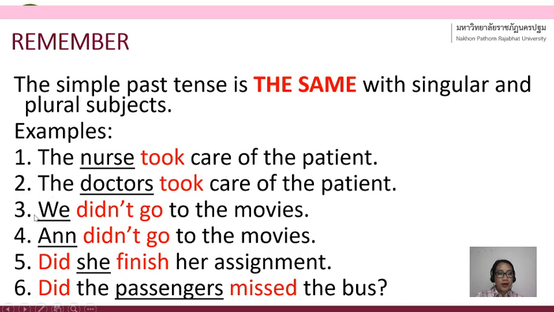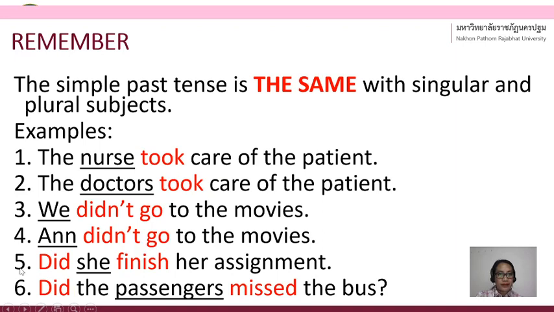Number 3: We didn't go to the movies. So this is a negative expression. We is the subject, and didn't go is the negative form of the verb. The base form of the verb did not change. It's the same, go. Number 4: And didn't go to the movies. And is the subject. Didn't go is the negative form of the verb, the same as number 3. The verb is in base form.